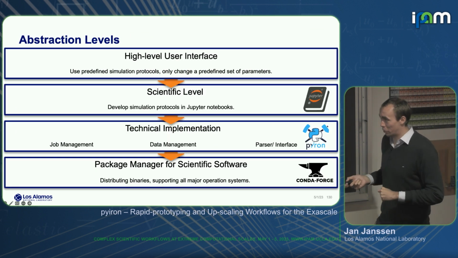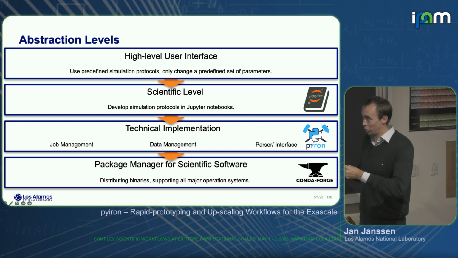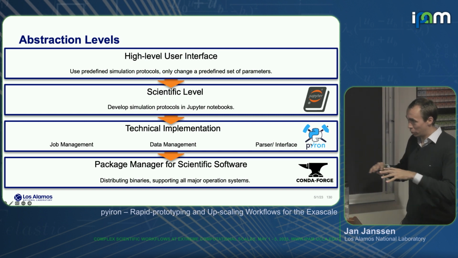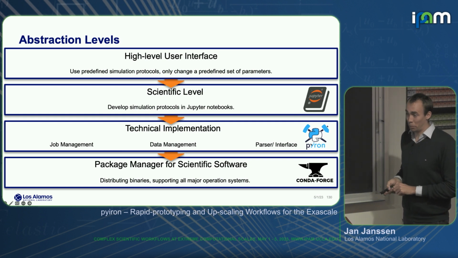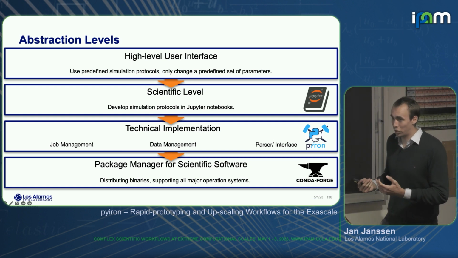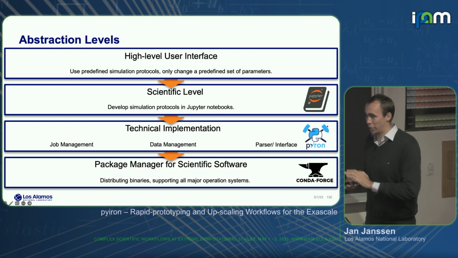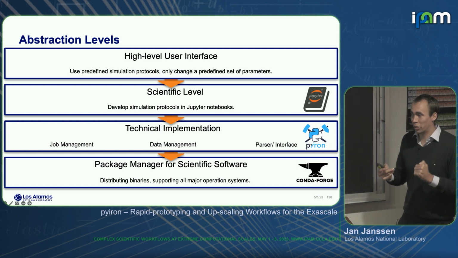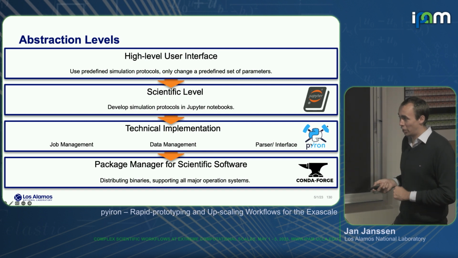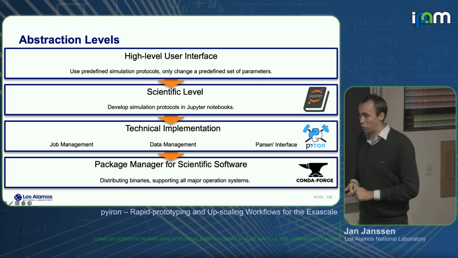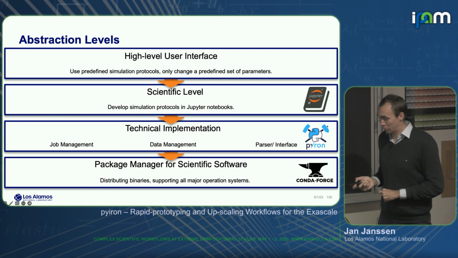With this, we have different levels of abstraction. Again, we have this high level user interface where users just provide individual parameters and don't care about what's happening on the scientific side. We have those users who are interested in the scientific steps. They can look into the Jupyter notebooks and see what exactly is done. We have Pyiron to handle the job management, data management, and the parsers. And finally, Conda Forge to do the scientific software management.